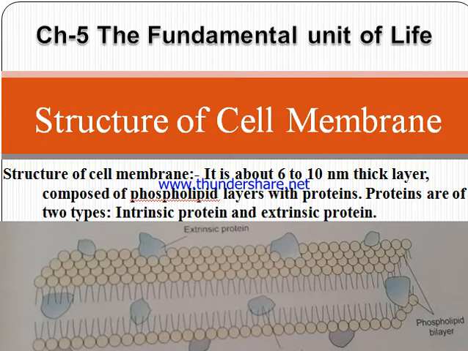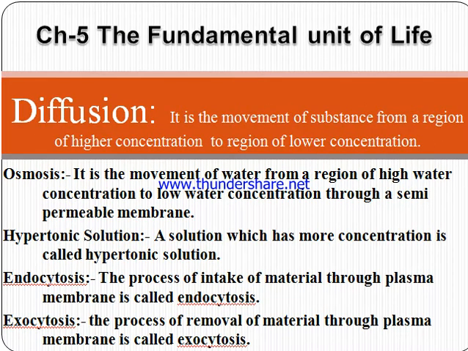So in the first chapter of chemistry I have also studied about diffusion and osmosis. Here again I am discussing some diffusion. Diffusion is the movement of substance from one region of higher concentration to a region of lower concentration. So this is important, and we have studied the 3 types of diffusion: diffusion in solids, diffusion in liquids and diffusion in gases.